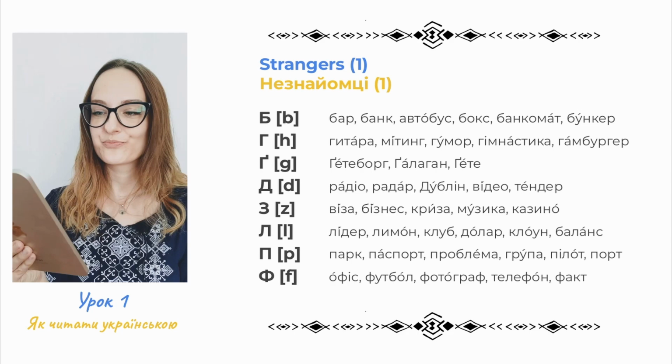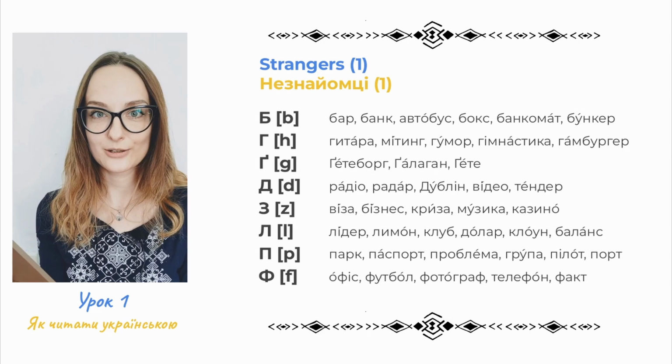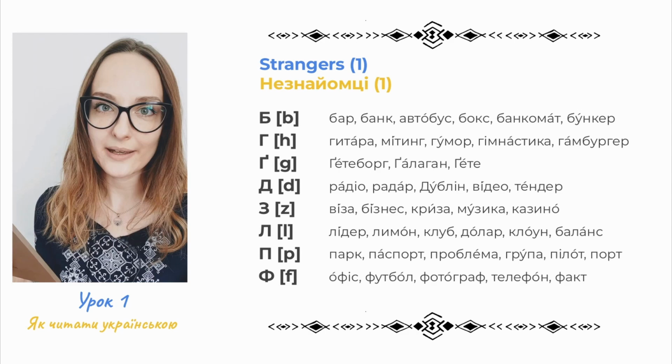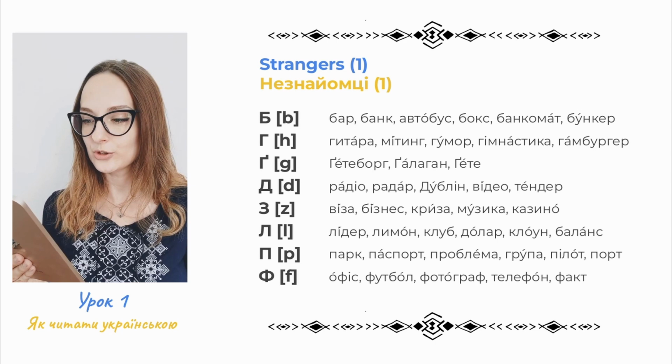The next letter has sound P. You may memorize this letter by association with a parking lot. Parking. And it looks like a parking lot. Letter P and sound P. Park. Passport. Problema. Група, пілот, порт.